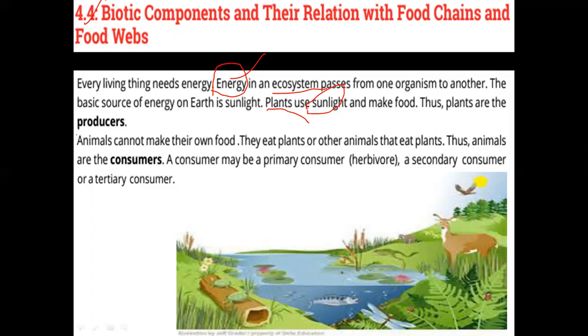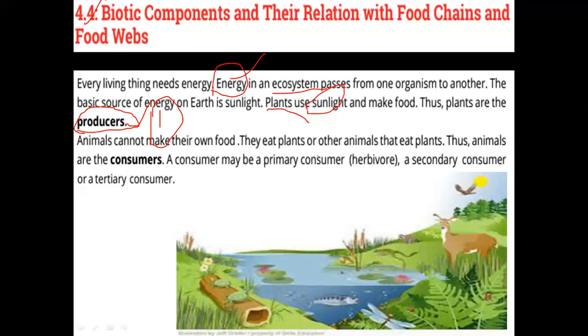So the energy source is sun, but the main important biotic component is plants, and that is called producers, because they produce food for others. So producers is the first level of this feeding relationship. Let's check in the next examples also.